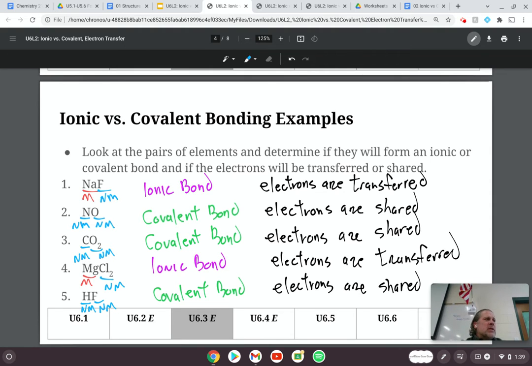So hopefully that didn't seem too incredibly difficult. All you're really doing is identifying where the atoms are on the periodic table, whether they're a metal or a nonmetal, and that helps you to identify if it's ionic or covalent. Questions?